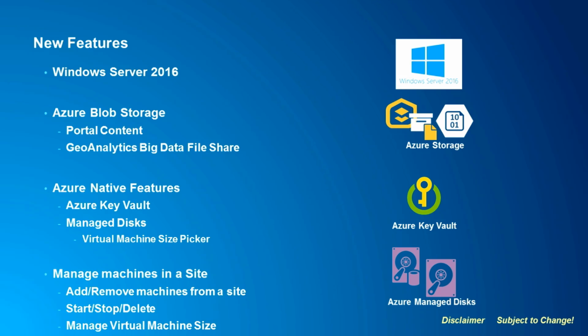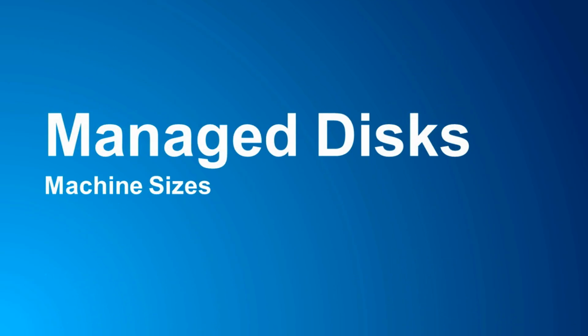In terms of new workflows, we're supporting the ability to manage sites and machines. We want to take advantage of the elasticity of the cloud and the ability to easily provision machines. So you'll have the ability to add and remove machines from a site. You'll have the ability to start, stop, and delete machines. And you can also elastically scale your machine size. This is typically helpful when you're not sure about your workload and the requirements for the machine. You can now take advantage of the elasticity of cloud and Azure to scale those machines up.